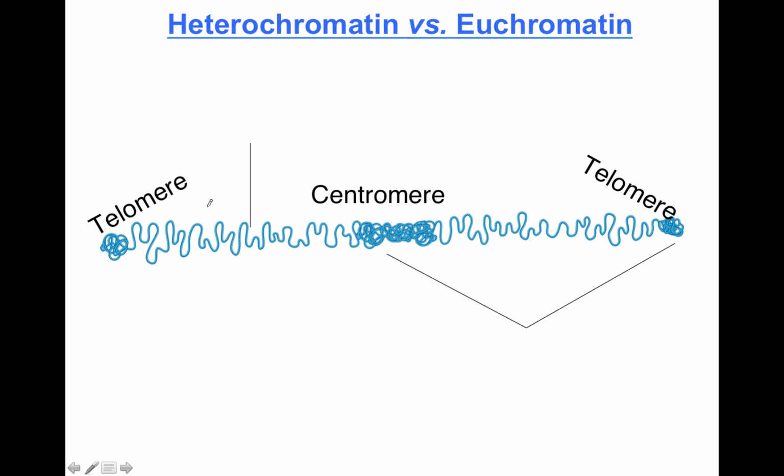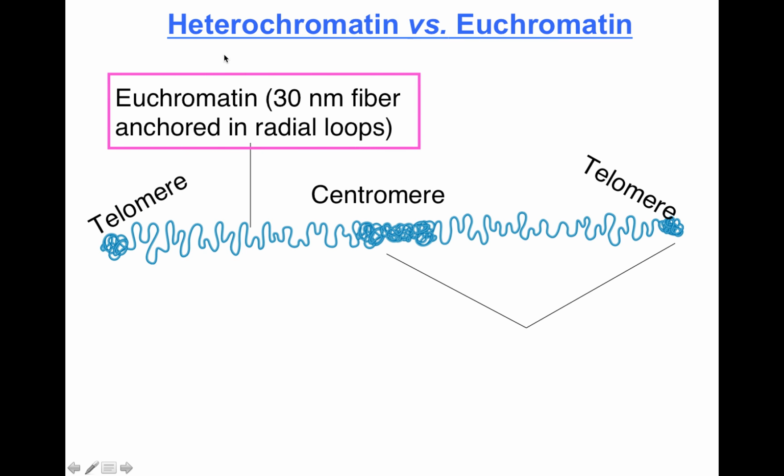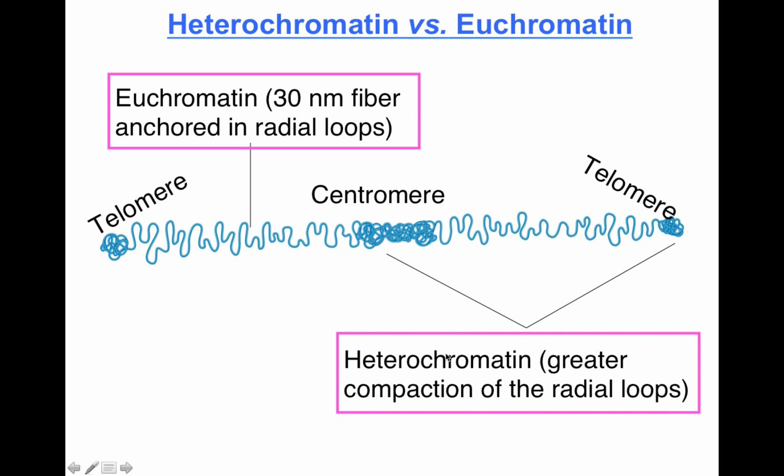Euchromatin exists in the other sections of the arms of the chromosomes, and that's where we find the genes that are being expressed. The euchromatin 30 nanometer fibers are anchored in radial loops in these regions of the chromosome. The heterochromatin is constituted by greater compaction of the radial loops.